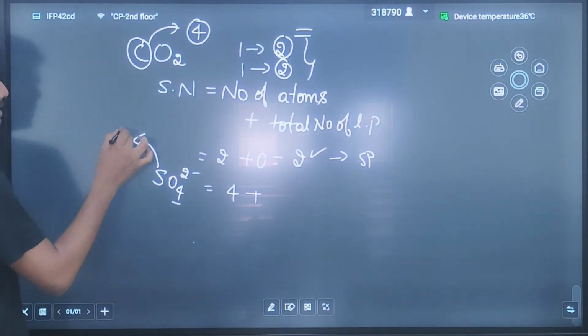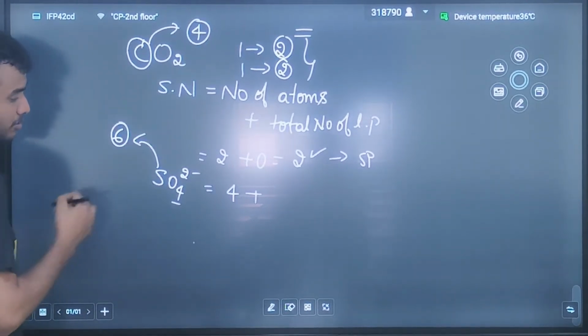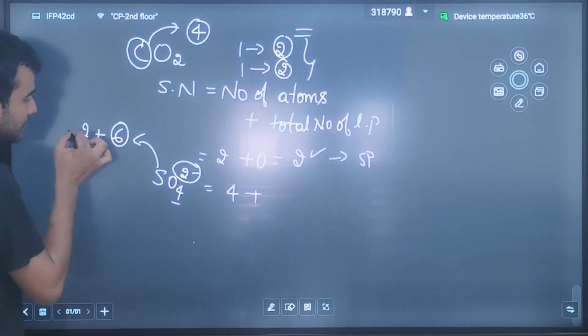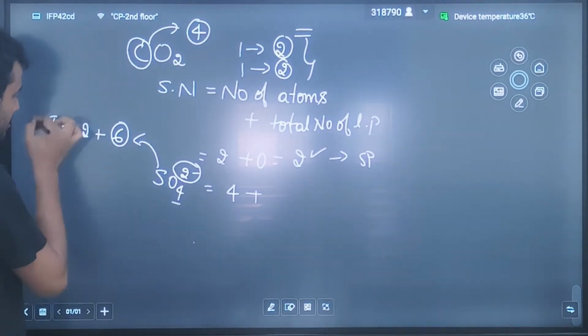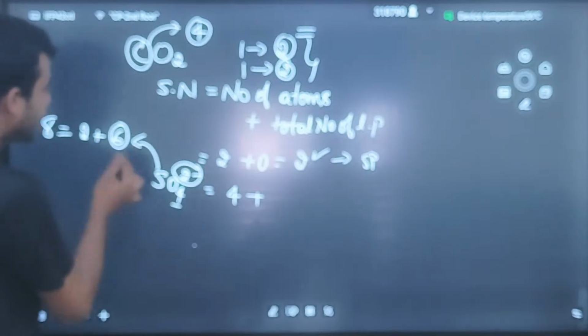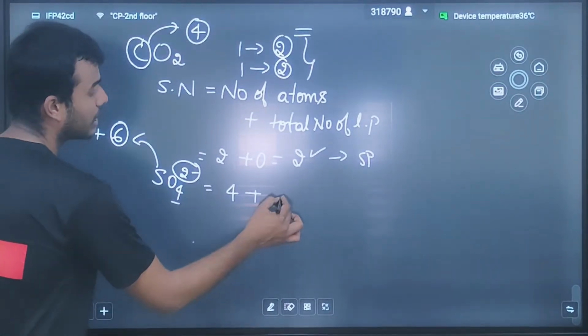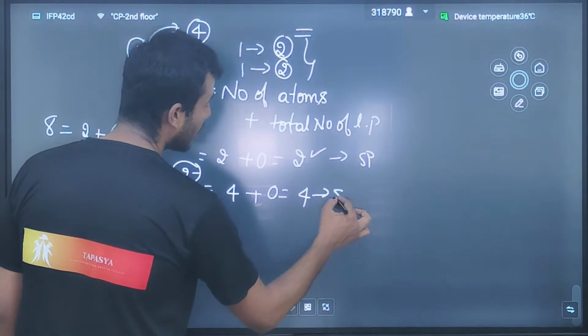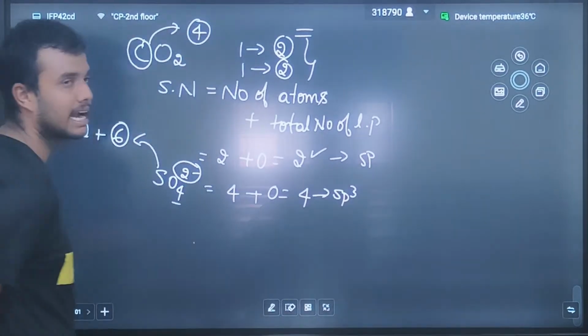What is the valence of sulfur? In total it contains 6 electrons, but here we have a minus 2 charge, which means we need to add 2 electrons. 6 plus 2 is how much? 8. 8 is for 4 atoms. Is any lone pair there? You can say no, sir, there is no lone pair. Then 4 corresponds to sp3. It means the sulfate ion is tetrahedral.